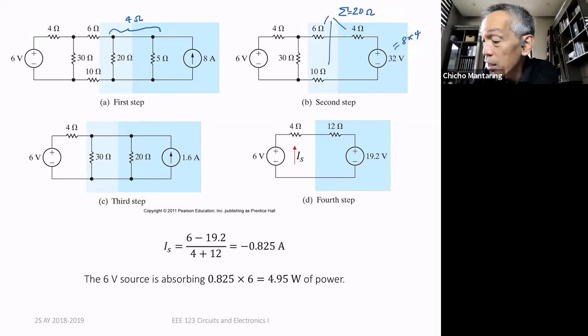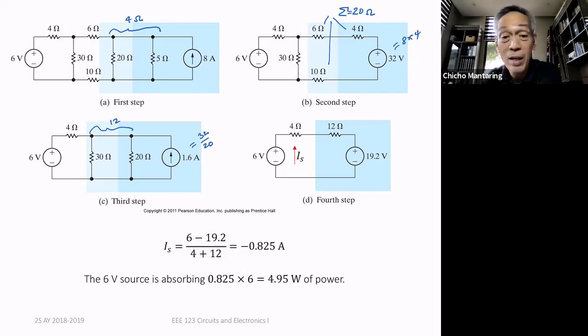So what is the value of the current source? 32 divided by 20, that's 1.6. And then this 20 ohms is just now in parallel. And so now I have 30 ohms in parallel with 20 ohms. This is 12. I convert this again to a voltage source. So this is what comes out.